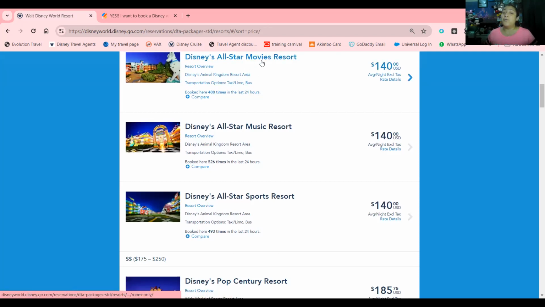We have the All Stars movies, music, and sports. Okay. Usually these three are normally like 98% of the time the exact same price. And they're not far away from each other in location either. Okay. It's very rare when one is much more than the other. But usually these three are also the first ones to go as well.